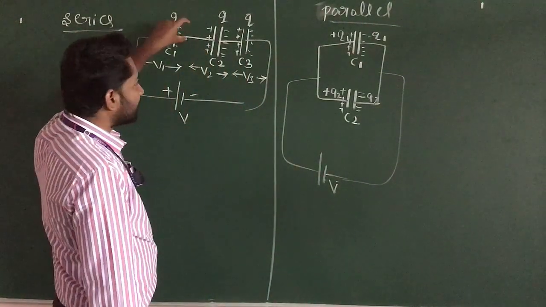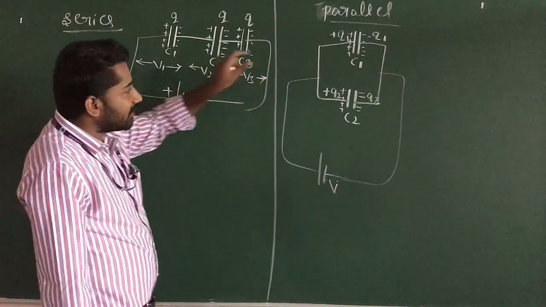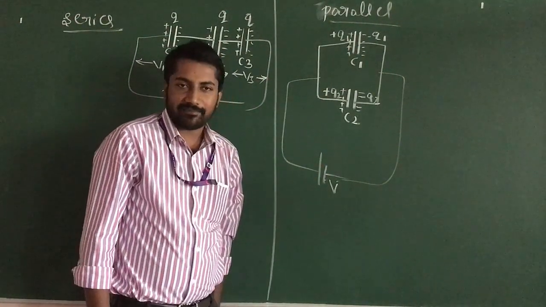In series combination, the charge is same, potential difference is different. In parallel combination, charge is different, potential difference is same.